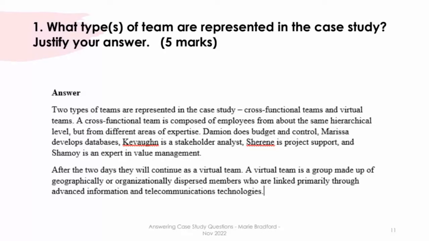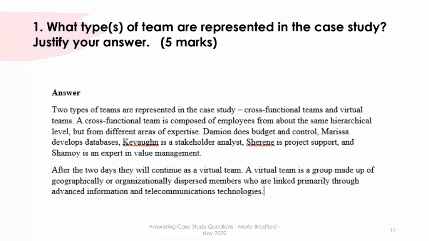A cross-functional team is composed of employees from about the same hierarchical level, but from different areas of expertise. And we saw that coming out. So for example, Damien does budget and control, Marissa develops databases, Kevon is a stakeholder analyst, Shireen is a project support, and Shamo is an expert in value management. So you see that, guys?